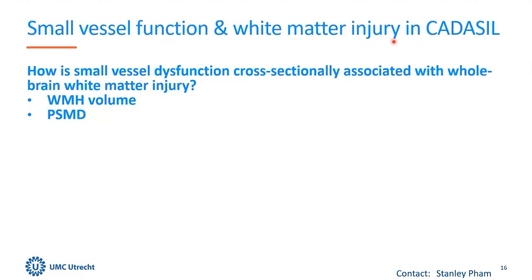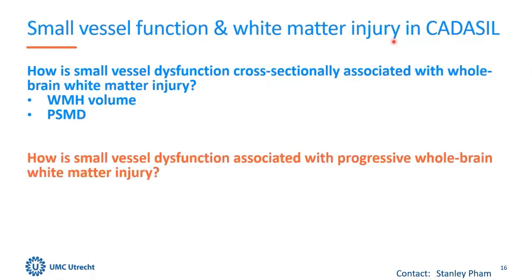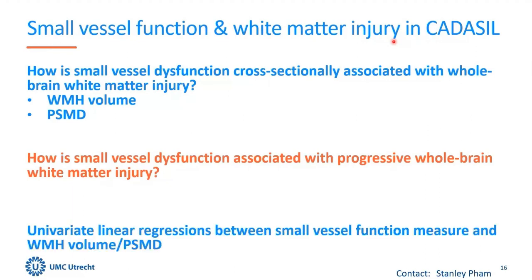So I briefly mentioned this already: how does small vessel function associate with white matter injury at baseline, so cross-sectionally, but more importantly, and I think more interestingly, how does small vessel function associate with progressive white matter brain injury, meaning what happens to the brain after 2 years, and how is small vessel function maybe predictive of that? We did this by doing univariate linear regressions between the small vessel function measures that I briefly introduced before and the two outcome measures that I just mentioned, so white matter hyperintensity volume and PSMD, at baseline and follow-up.